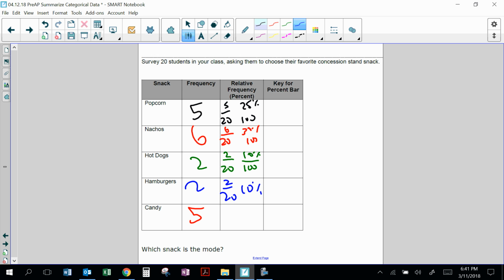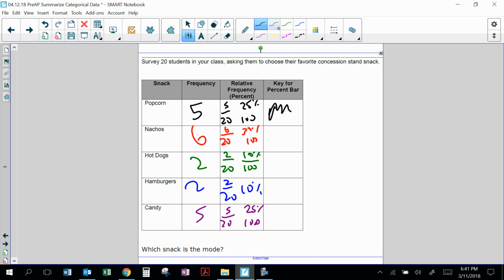And you know what? I'm going to erase this and choose a different color because it did say I need 5 colors. So I need to be honest in my presentation here. So let's choose 5 right here. So 5 out of 20, 100% times 5 is 25%. I chose black for popcorn, red for nachos, green for hot dog, blue will be hamburger, and purple will be candy.